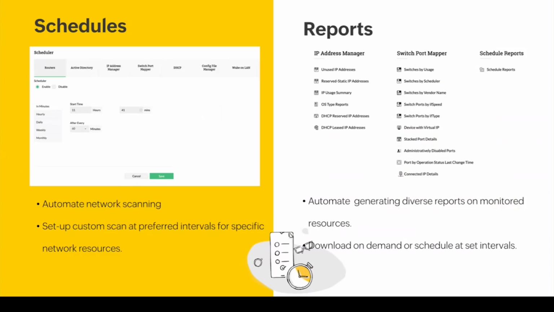Every time, you cannot go and switch on a button whenever you need on-demand data. So with the help of the OpUtils scheduler option, you can set up custom scans at preferred intervals for specific network resources. You can schedule scans for your routers, Active Directories, IP address manager, switch ports, and so on. Let's go to the console and quickly see how you can schedule scans.